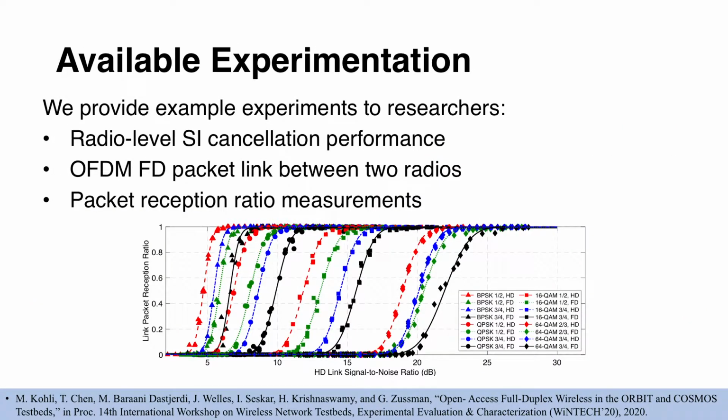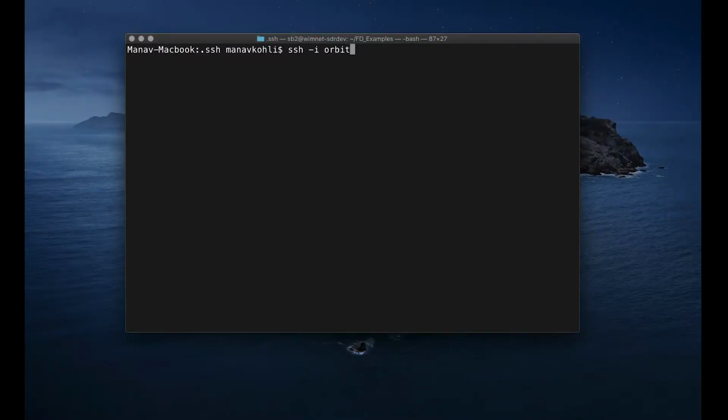Alongside the hardware, we also provide example full duplex experiments. An example experimental result is this graph of packet reception against signal-to-noise ratio for a half-duplex and full-duplex packet link. We can see that the optimal 2 times packet rate gain in full-duplex mode is achieved when there is sufficient signal-to-noise ratio. So now we can have a look at a demo of using the experiments in the testbed.